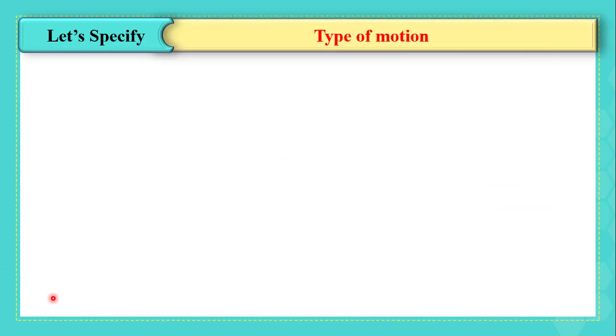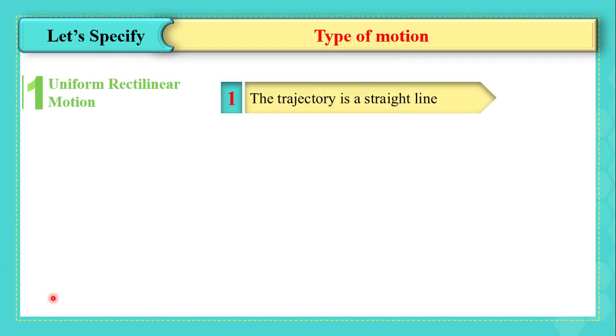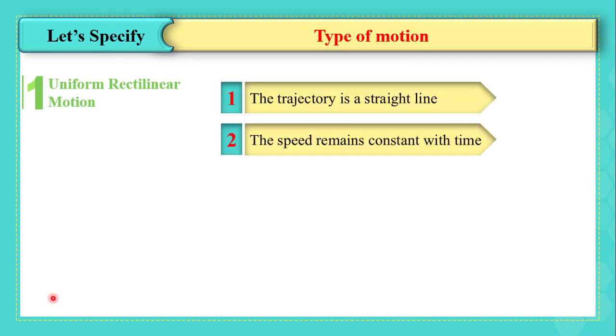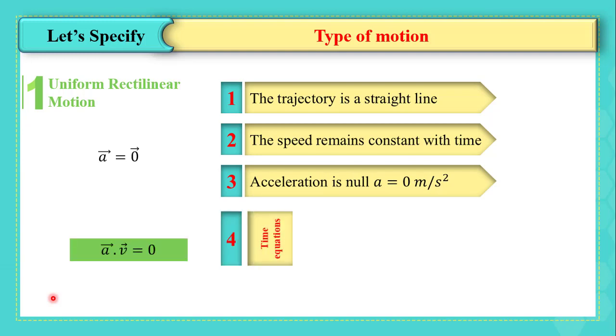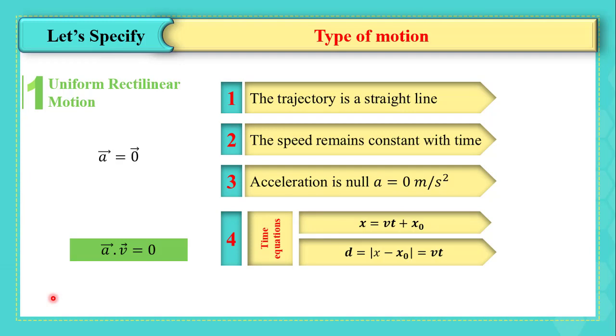Now, in order for you to specify the type of motion, you should mention the following. In a uniform rectilinear motion, the trajectory is a straight line, the speed remains constant with time, the acceleration is null where a equal to 0 meter per second squared, which means that a dot v is equal to 0. The time equation of motion you are going to use is x equal vt plus x0, where v is equal to vt.